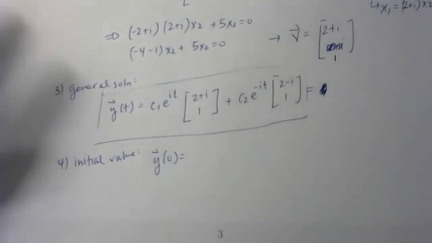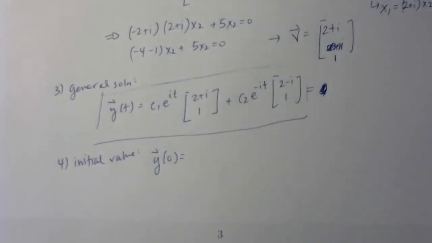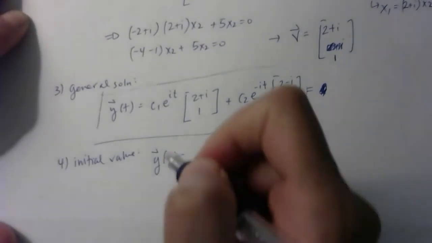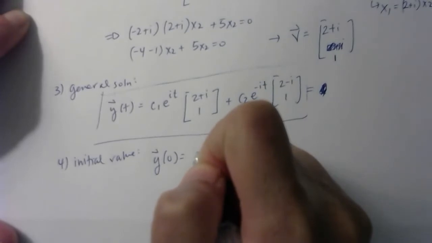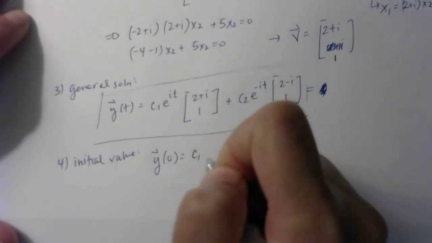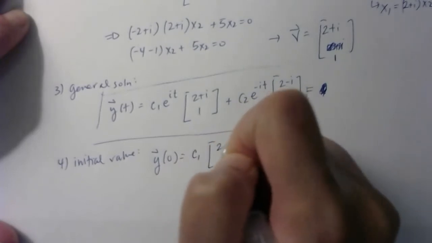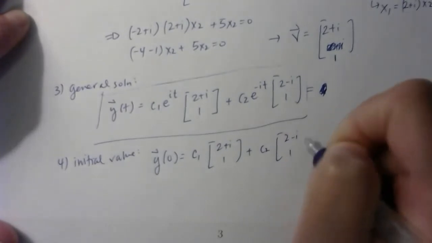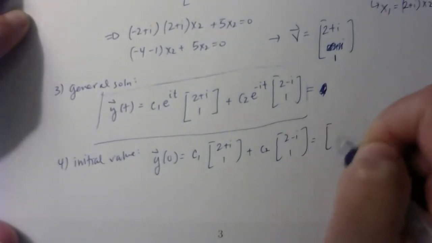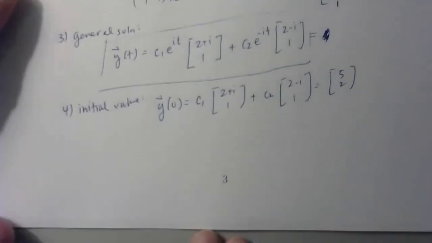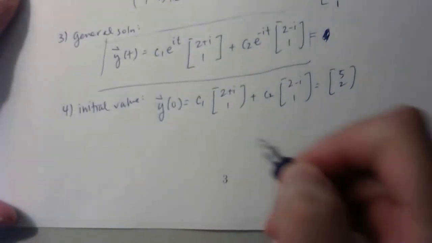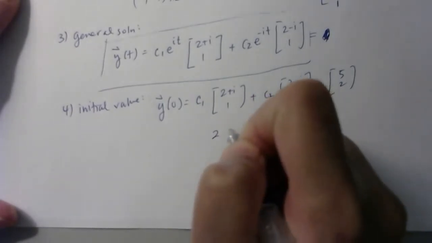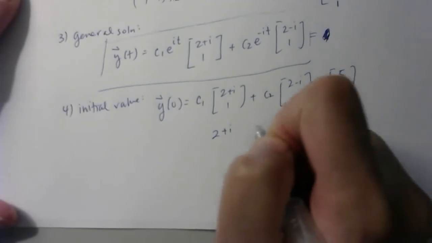I have some other constants like d1 and d2 in the concept above in equation 9. Maybe I'll just solve it this way. So when I plug in 0, I get c1, and that's e to the 0, 2 plus I plus c2, 2 minus I, and that has to equal 5, 2. So, I think a nicer way to deal with this is to make this into a matrix form.